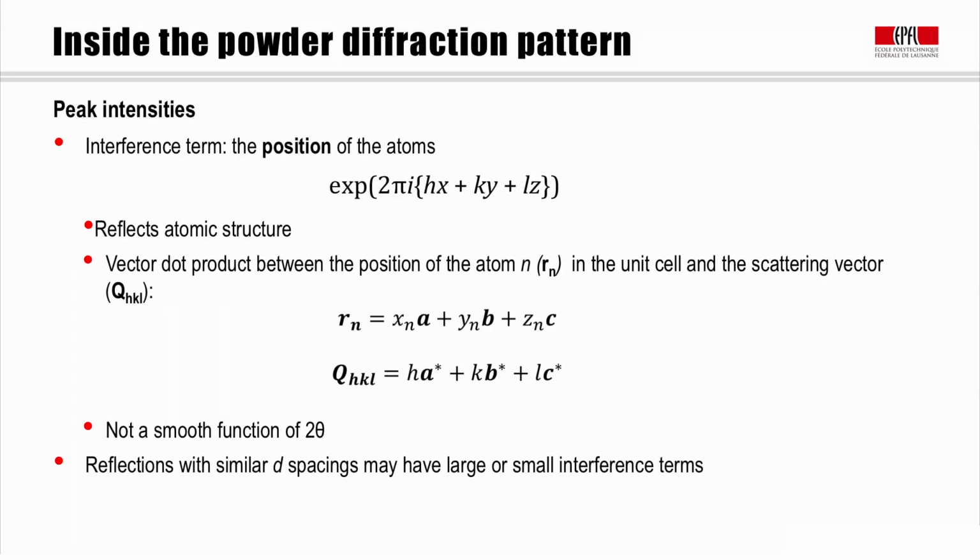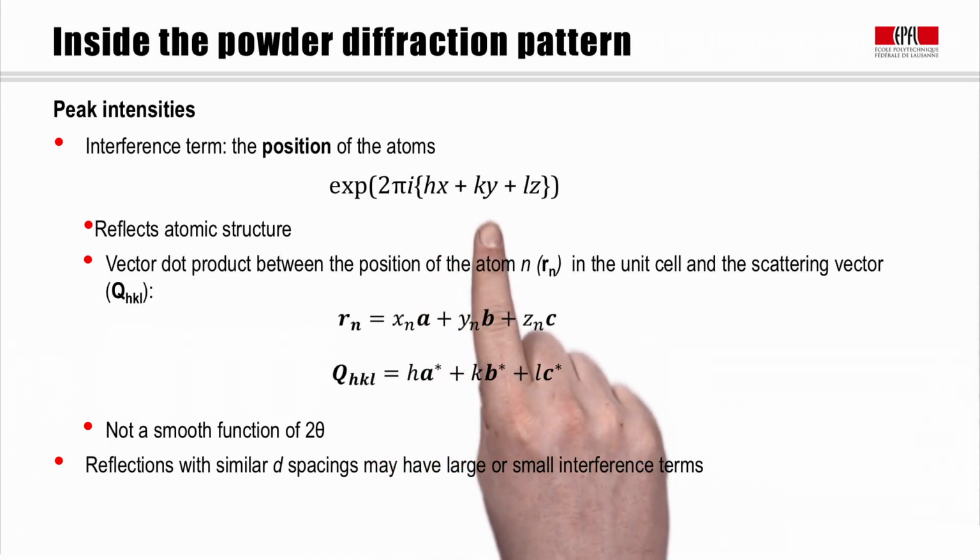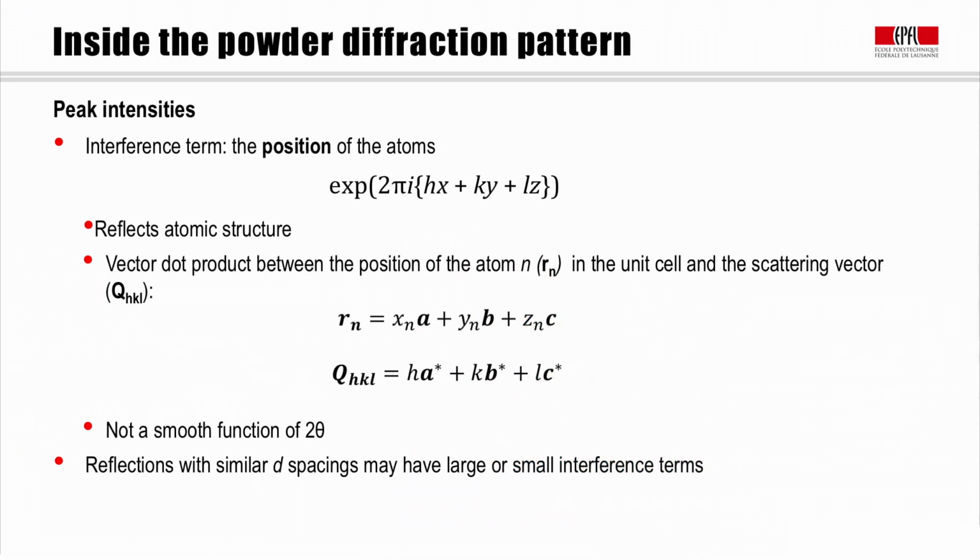The other part of the intensity equation is basically governed by the interference term. This interference term is actually reflecting the position of the atoms in the unit cell. One can see the positions of the atoms reflected in this first formula, where we see the fractional coordinates x, y, and z appearing. These are the fractional coordinates of the atom in the unit cell. This interference term thus reflects the underlying atomic structure in the unit cell, also called the motif.